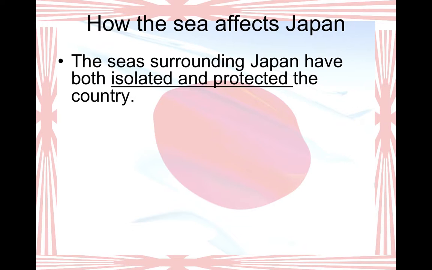The oceans, given that Japan's an island, have allowed Japan to be isolated, meaning that they are separate from everyone else because there's a body of water between them. The water also served to protect the country because it was much harder to invade Japan, since you would have to get boats and ships.